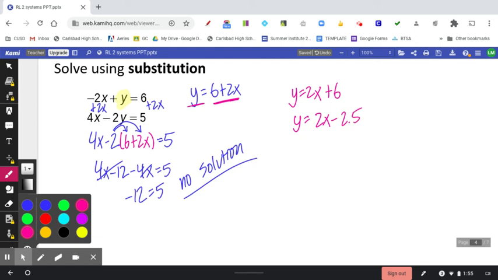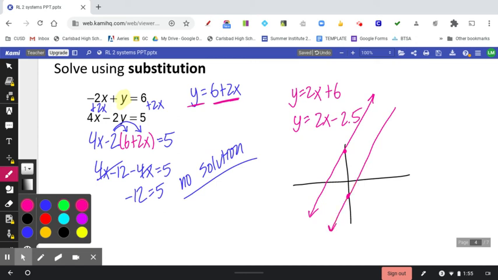All right, quick, if we graph these, just a quick sketch here, you'll see that this first line has a slope of 2 and a y-intercept of 6. So kind of up there and goes like this. You'll see that the second line has a slope of 2 and a y-intercept of negative 2.5. So down here, same slope.